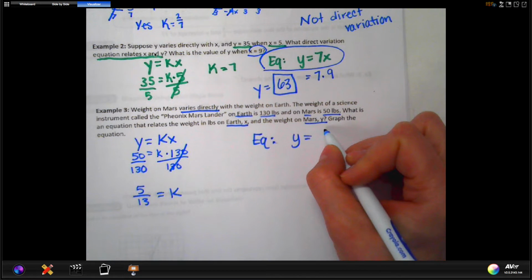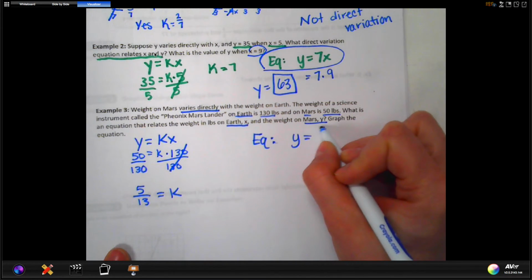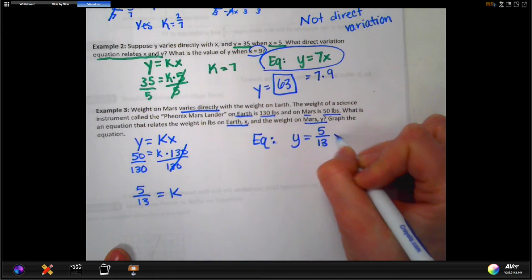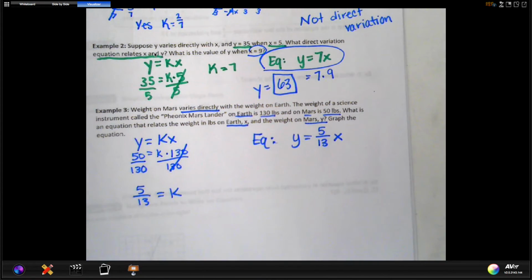5 over 13, you mean? Yeah, 5 over 13x. That's our first part, writing the equation. You solve for the constant here. Now the first question is to write it in this format. Okay, now the second part says to graph this equation. Okay, how would you graph the equation?